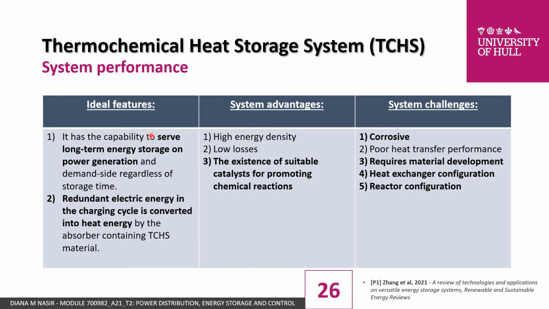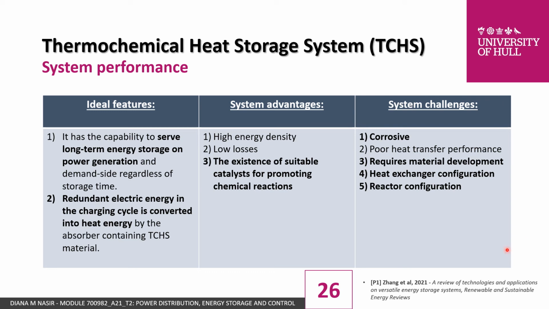The ideal features of the system include the capacity to store and release long-term energy to the power grid system. And there will be redundant electric energy which can potentially be converted into heat energy because the absorber of the system contains these thermochemical materials. Among the advantages of the system, it has high energy density, low thermal loss, and there are many suitable catalysts to produce the chemical reactions.